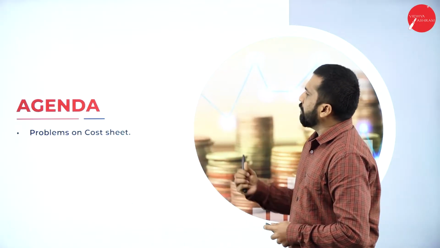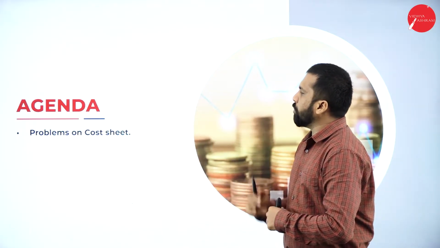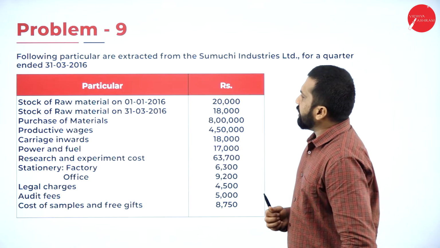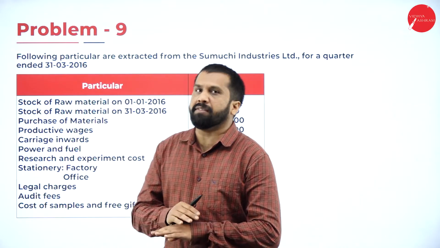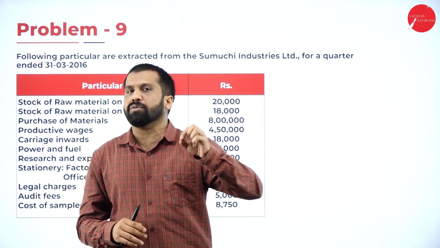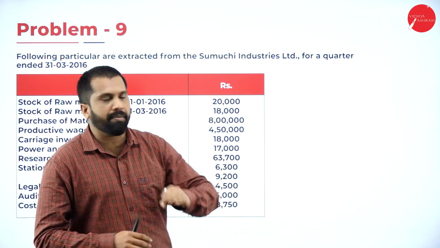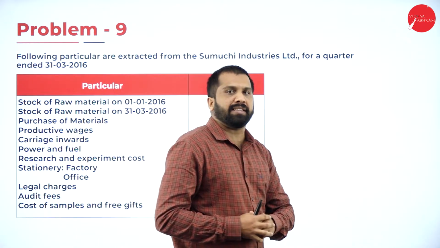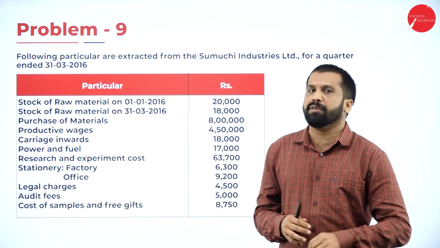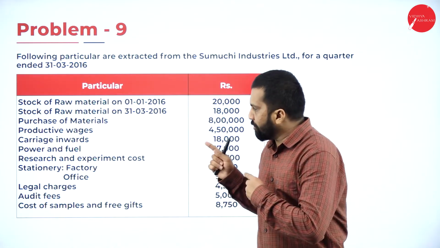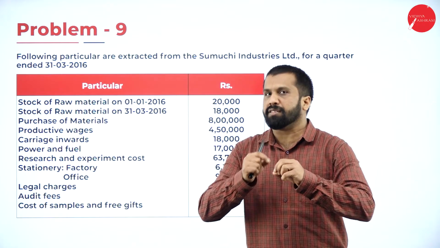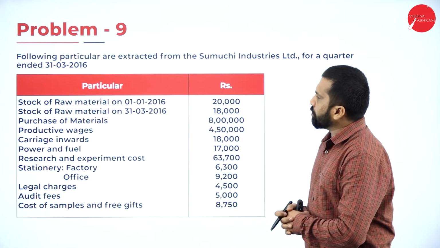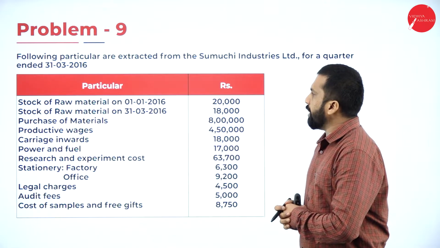Now, the agenda, as you know that, we'll go with problems on cost sheet. So these are the information. In this problem, I will not mark anything. 1, 2, 3, 4. I will not mark. Why? Because we are almost in the 9th problem. We completed 8 problems so that you are very much familiar with the format and it is your work to mark everything. Clear?